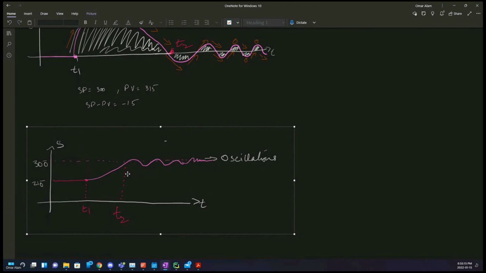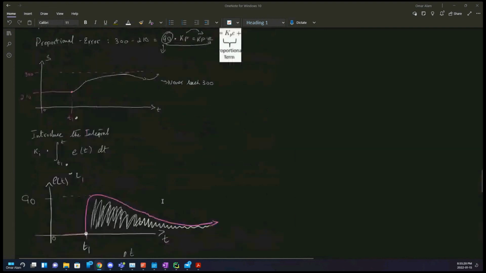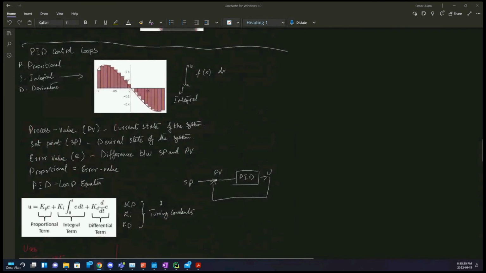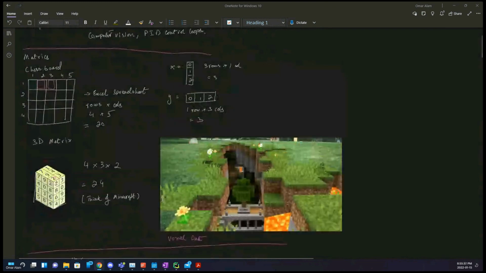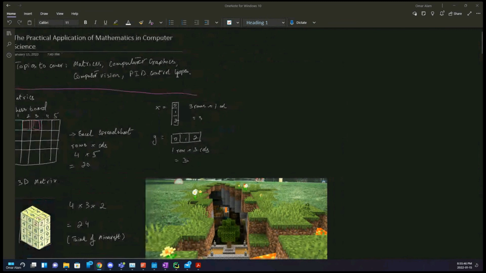If you have any questions about that, you could leave them in the chat and I'll be happy to answer. That's all the content for this workshop. And I understand that the PID stuff at the end is a lot to take in. There's many good resources if you Google these terms. So just in summary, today we talked about matrices, computer graphics, computer vision, and PID control loops. And that's it for the workshop.